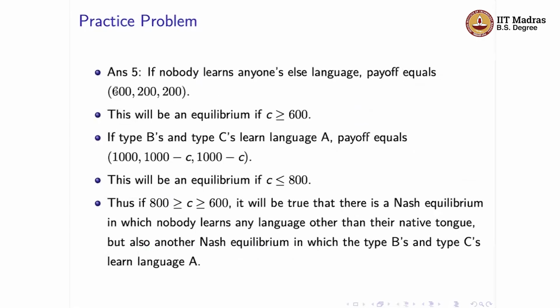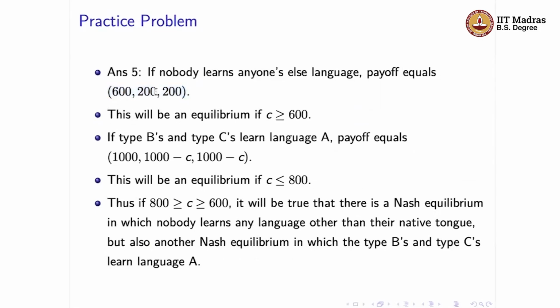So suppose one type A person wants to unilaterally deviate and learn, let's say, language B, right? Then this would lead to a payoff of 800 minus C. So the original situation will be an equilibrium if 600 is more than 800 minus C, right? So we require at least C to be greater than or equal to 200 from there, right?